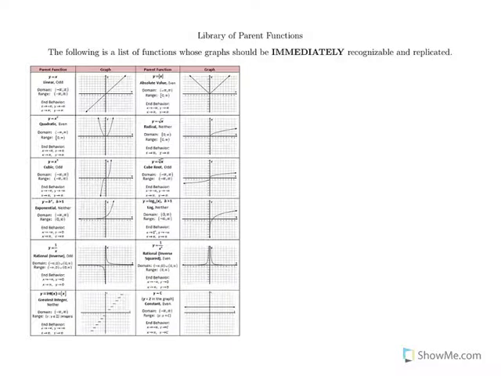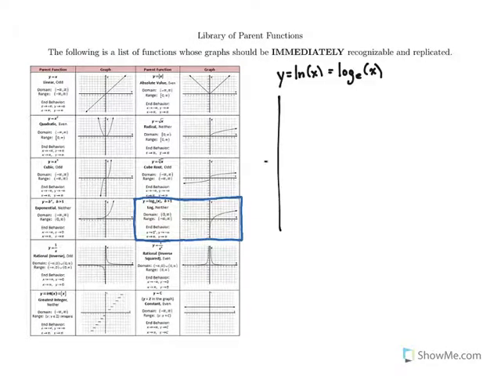I want to just dive deep into one of these things. Let's look at the log function right here in a little bit more detail and explain what I mean by having it be immediately recognizable. So if I give you a question about the function y equals natural log of x, and note that that is log base e of x, it might really help to know what that graph looks like.